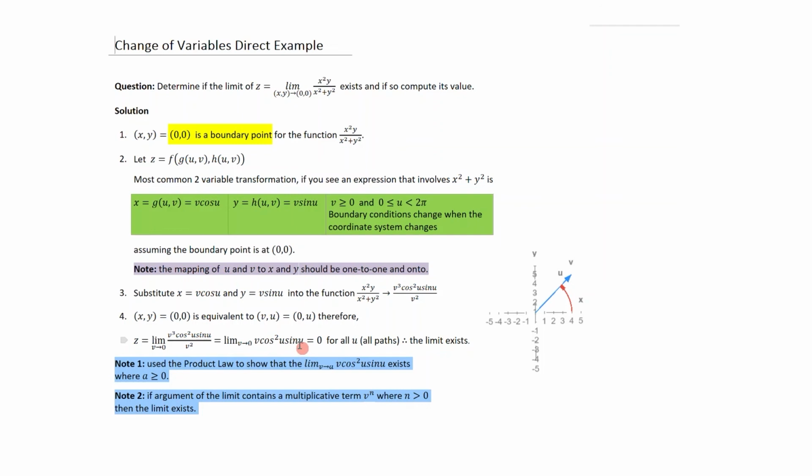Now, why is that? Because, again, we can use the product law to show that the limit of v approaching some a of v cos squared u sine u exists for all values a greater than or equal to 0. And also, we can show that if the argument of the limit contains a multiplicative term that's v to the power n, where n is greater than 0, then the limit exists. So that corresponds to the v term that you see here, and the product law relates to the fact that we have v, cos squared u, and sine u. So in this case, we have shown that the limit exists.